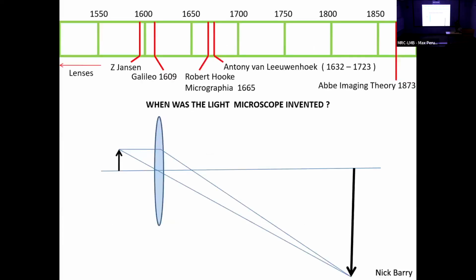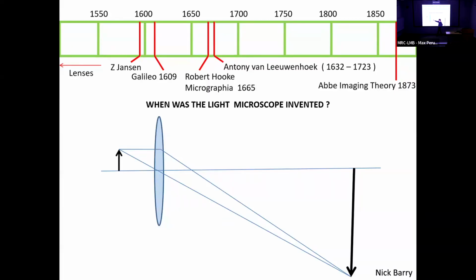All right, so down to the details. When was the light microscope invented? Really, it's around 1600 that usable lenses were being created. So there we are, 1609. There's Galileo's telescope. In terms of biological microscopy, we've got to wait till the 1660s, 70s, for the real revolution to take off.